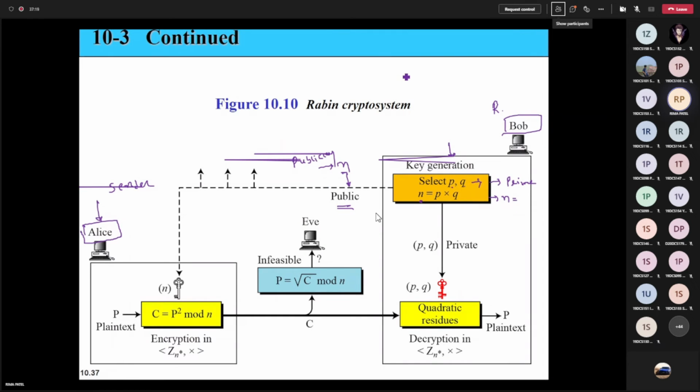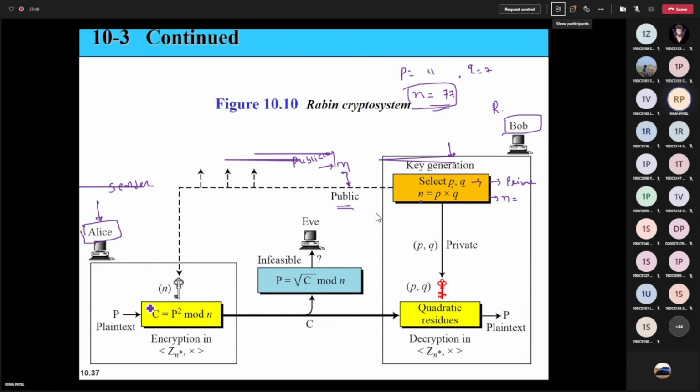Let us say that P equal to 11 and Q equal to 7. So he directly says that n equal to 77, that is my public key. He is not going to tell that P and Q are this and that. So n is the public key which is announced by Bob.